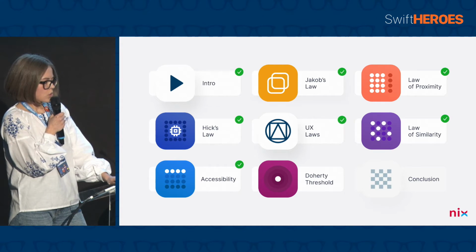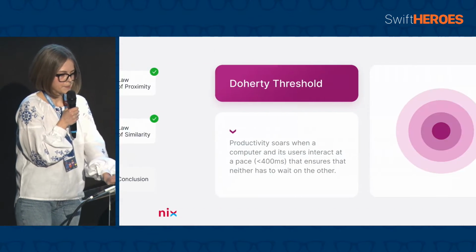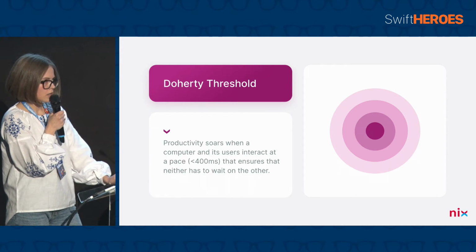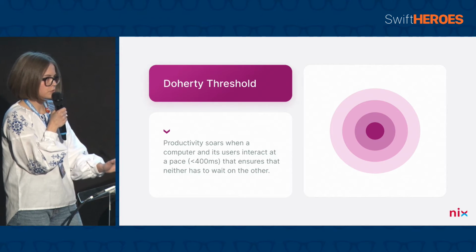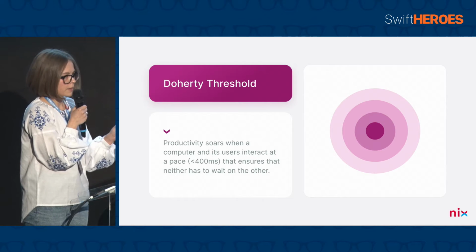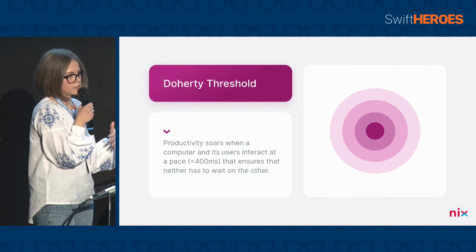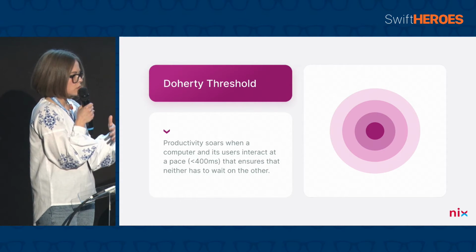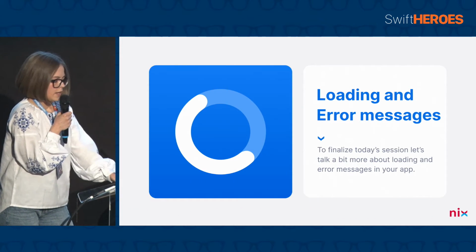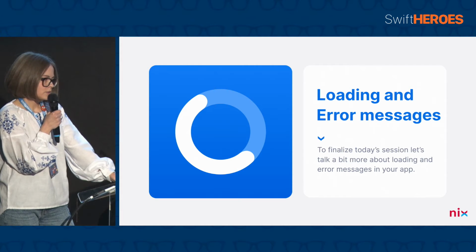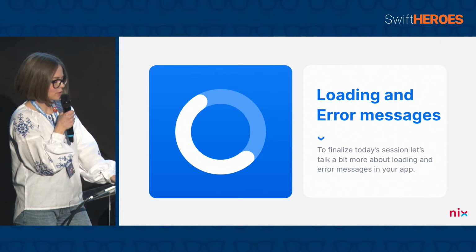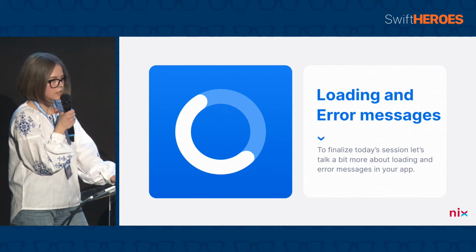And the last law we will talk about is Doherty's threshold. It is about how feedback matters for users. It is crucial. Users need to have feedback because they need a confirmation of their actions, and they need to know the state of the system they are using. And the crucial feedbacks in your app, and I'm sure that you have implemented them a lot of times, are loading and error messages.